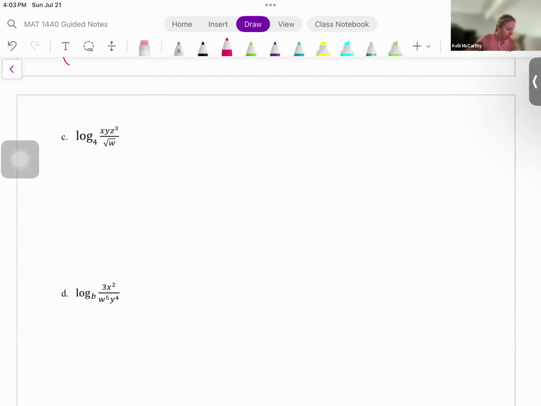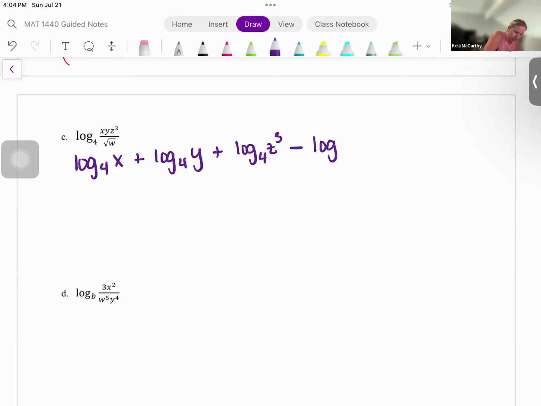Log base 4 of xyz cubed divided by the square root of w. So we've got a very complicated argument here. We've got some multiplication, we've got some division. So we're going to apply both the product rule and the quotient rule. Log base 4 of x plus log base 4 of y plus log base 4 of z cubed minus log base 4 of the square root of w.